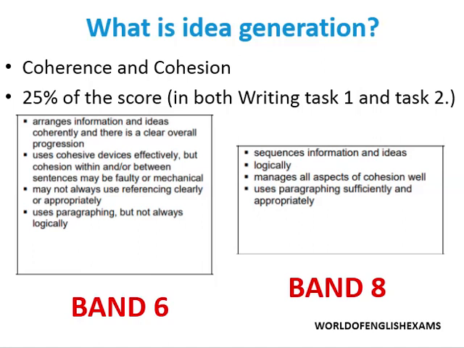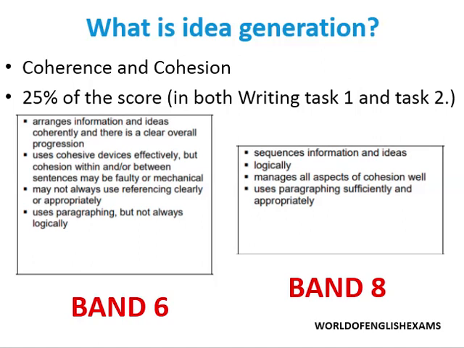So let's look at band 6. A candidate who is getting band 6 for essay writing arranges information and ideas coherently. Coherently means one below the other. It's sequential and logical. And there is a clear overall progression. Clear overall progression is definitely there.